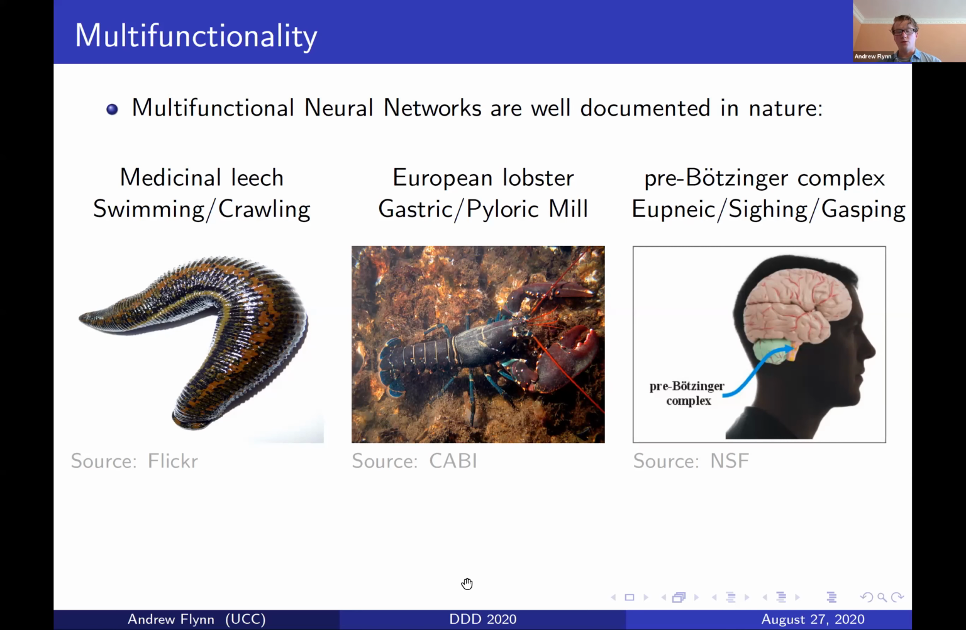Likewise, with the European lobster, there's a single network that controls the switching between its gastric and pyloric mills. So essentially, it switches between its chewing and swallowing motion. And for instance, in us as well, in our pre-Bötzinger complex located in the brainstem, this guy is in charge of switching between eupneic, so that's regular breathing, sighing and gasping. So I suppose this network might already be quite well involved if you're switching between regular breathing to gasping if something has taken your fancy already so far in the conference.